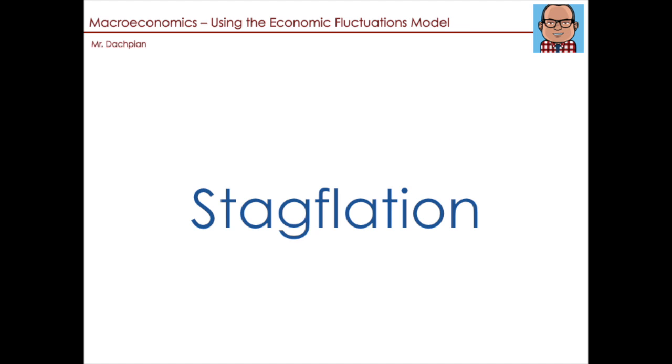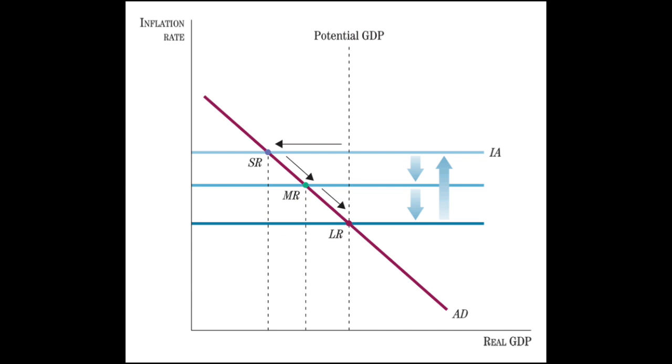Stagflation is a situation in which high inflation and high unemployment occur simultaneously. In the previous figure, the intersection between the IA line and the AD curve is consistent with stagflation, as the economy experiences high inflation and a GDP below potential.